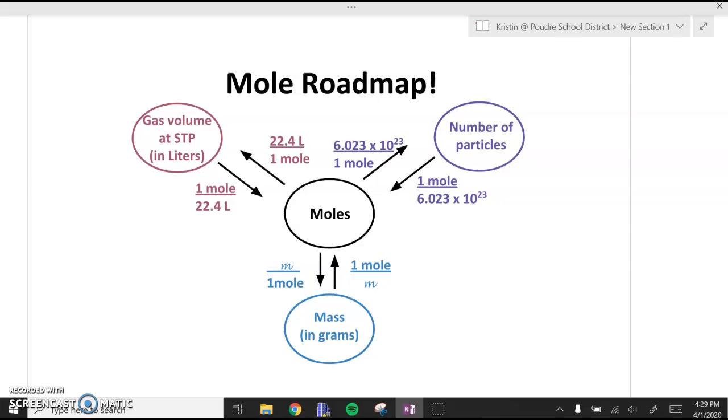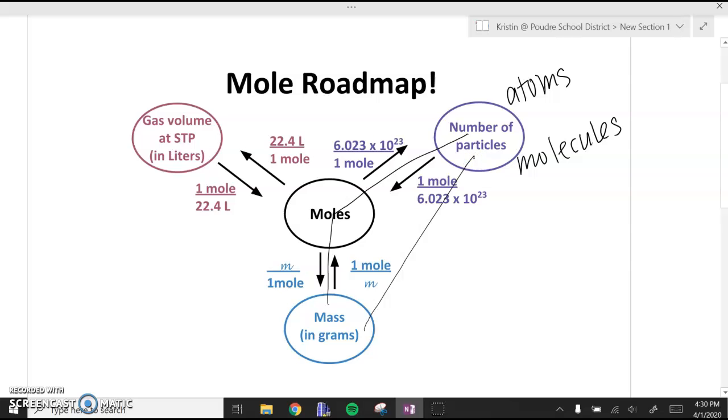Anyway, so the mole roadmap is designed to remind us that if we're trying to get from, for example, mass to a particle, so our particles could be like atoms or molecules, we have to go through moles. So we have to go through moles and then over to particles. We can't just jump straight into the number of particles. That's not how it works.